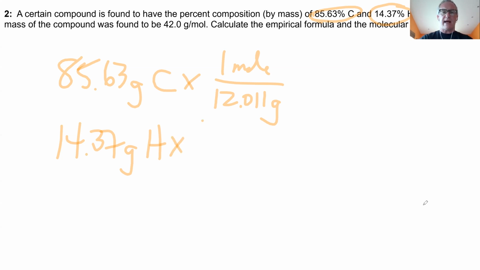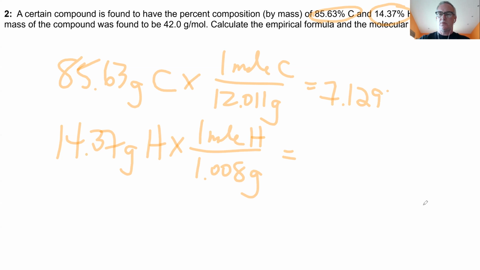So what's my molar mass of hydrogen again? Hydrogen is 1.008 grams, right. 1.0079, but let's not be picky. Okay, so this will give us the number of moles of each one. So how many moles of each one do we have? 7.1292 moles of carbon. And how many hydrogen?